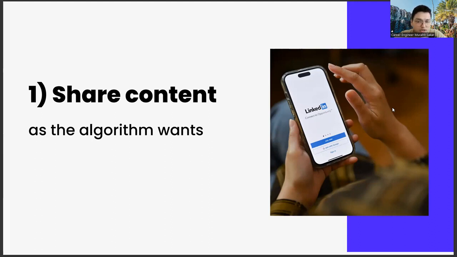Another important point when creating a sharing strategy is to use emojis, because using emoji is also an important part of algorithm management. Thus, you give the algorithm the message that, look, my content is entertaining as well as instructive. This situation has started to become important not only in LinkedIn, but also in other social media channels.